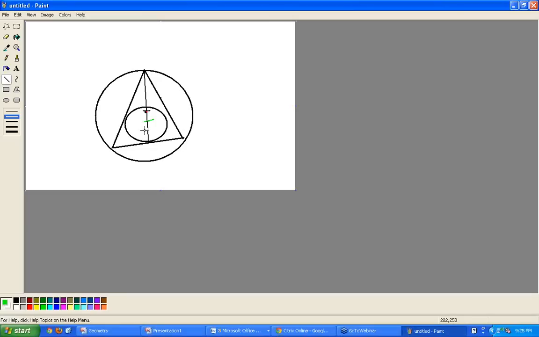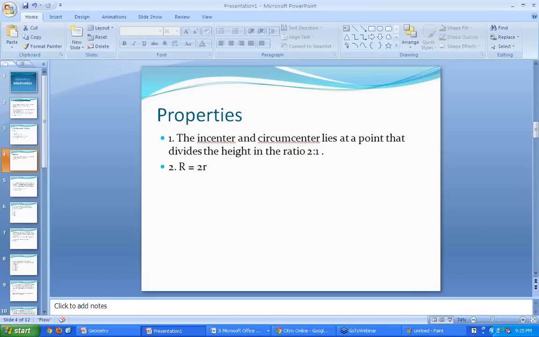That is why, see, when we were trying to find out the center point, it was becoming difficult. The incenter and circumcenter will be the same point. It will divide the height into a ratio of 2:1. Okay. Spandan says it will coincide. Yes, it will coincide. Second property is R is equal to 2r, which I have already told you.